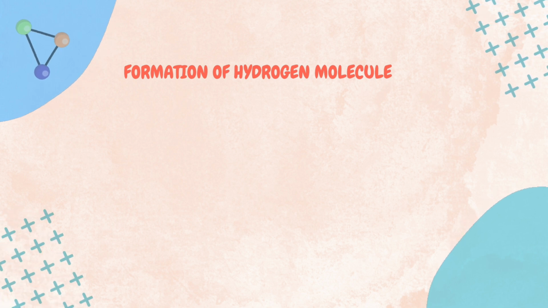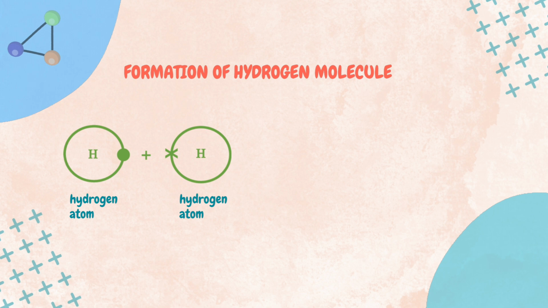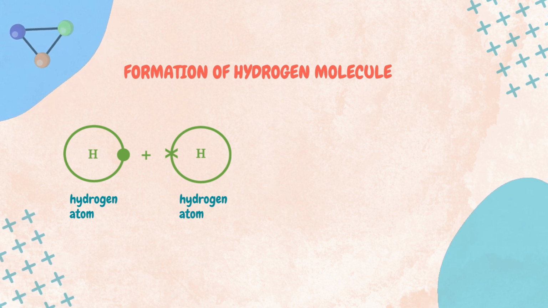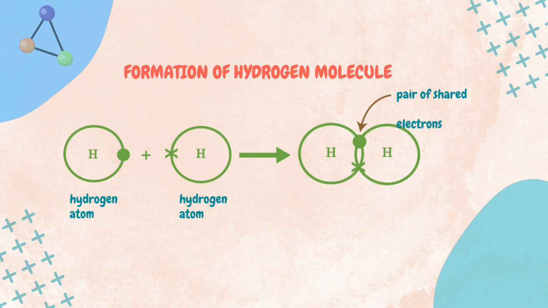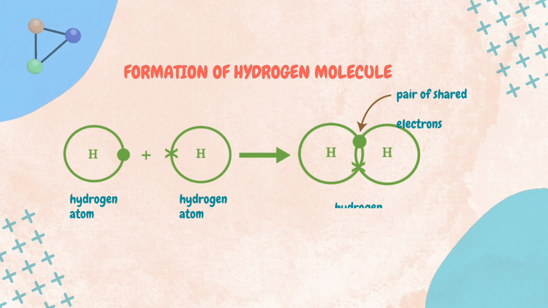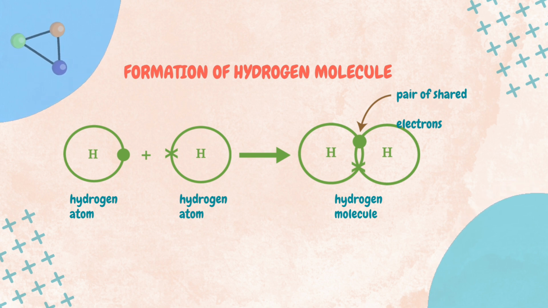Hydrogen molecule is formed by the sharing of electrons between two hydrogen atoms. The hydrogen atom has one electron in the outer shell. To be stable, it requires another electron. During chemical bonding, two hydrogen atoms share their electrons so that each atom has two electrons in the outer shell. The result is the formation of the hydrogen molecule. The hydrogen molecule is stable because both atoms have full electrons in the outer shell.